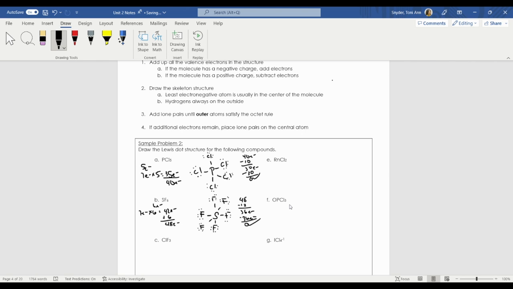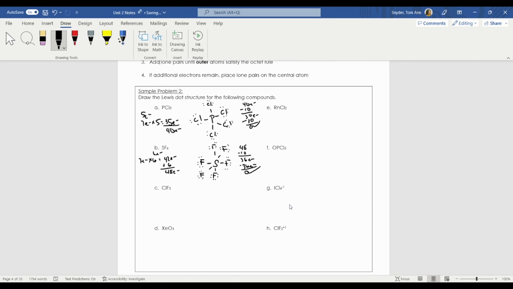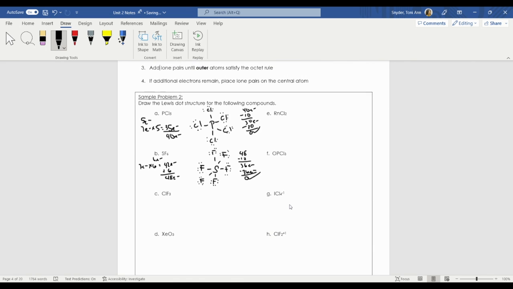Let's try this one. So I have ClF3. So let's count up those total number of valence electrons. Each of these have 7. Chlorine and fluorine have 7 valence electrons. So we could just do 7 times 4 because there's 4 elements total. So that gives us 28. So I have 28 electrons I have to put in my Lewis dot structure.